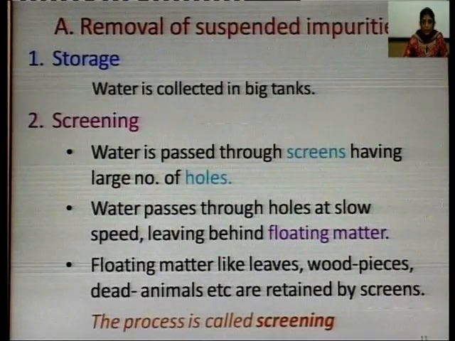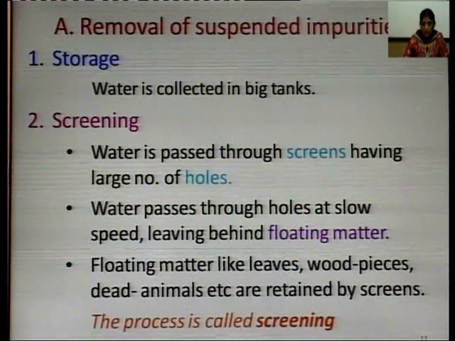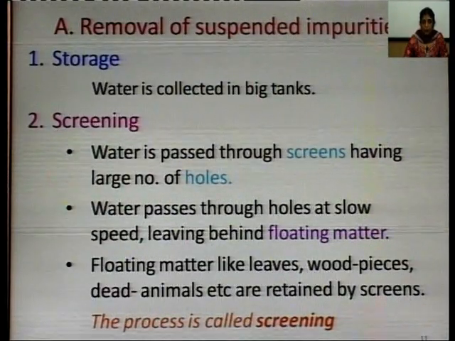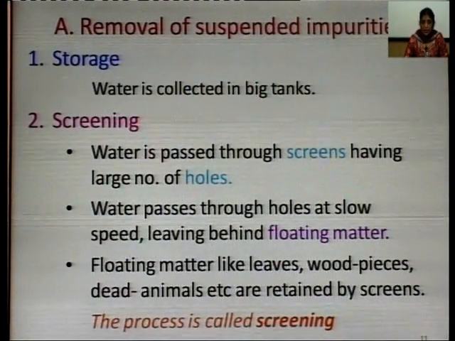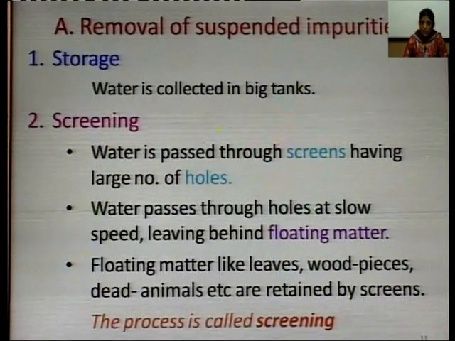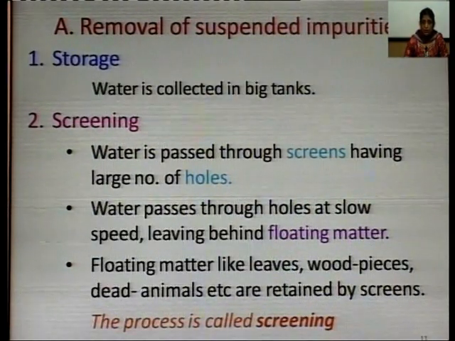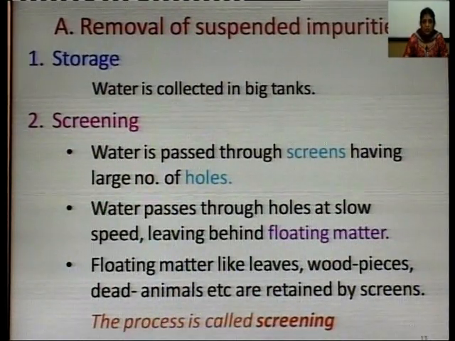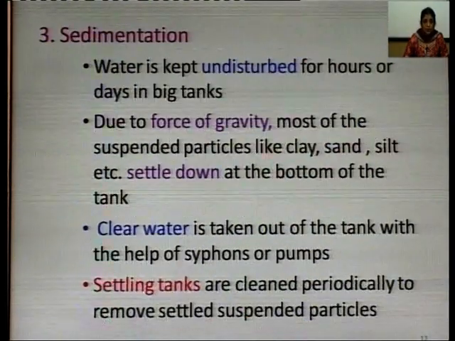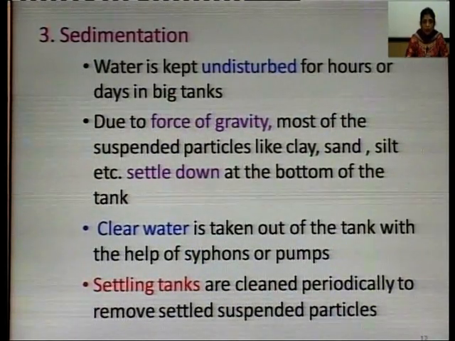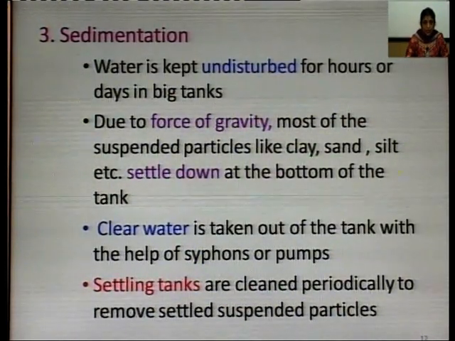So, floating matter like leaves, wood pieces, dead animals, or any other floating matter, they are retained on one side of the screen, whereas the clear water passes through the screen. So, this step is called screening. Then after screening, water is taken for sedimentation.